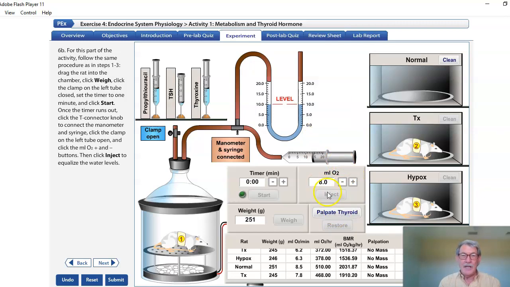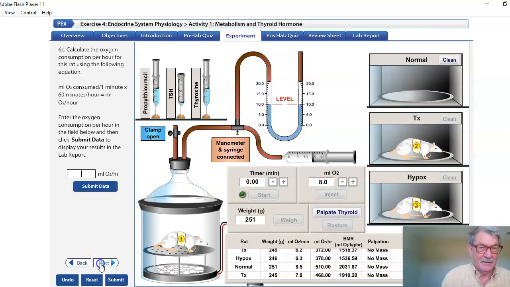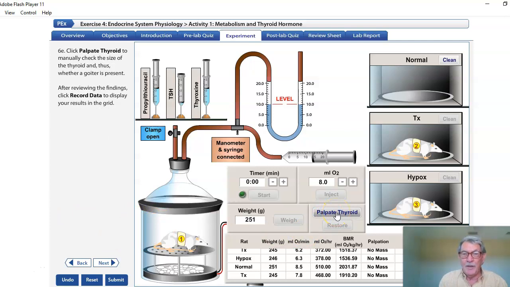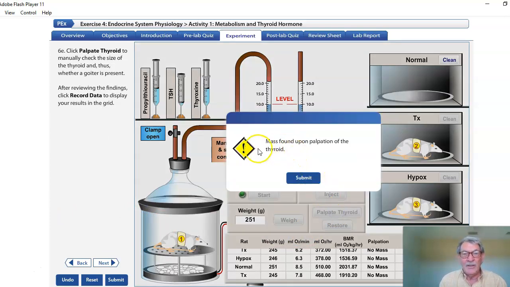Okay, 8.0. 8 times 60 is 480. 480 divided by 0.251 equals 1912. So that's a little hyperthyroid. That's higher than he started out with. Okay, submit the data. Is he going to have a mass? I bet he does. Yes, mass found upon palpation. He has a goiter.